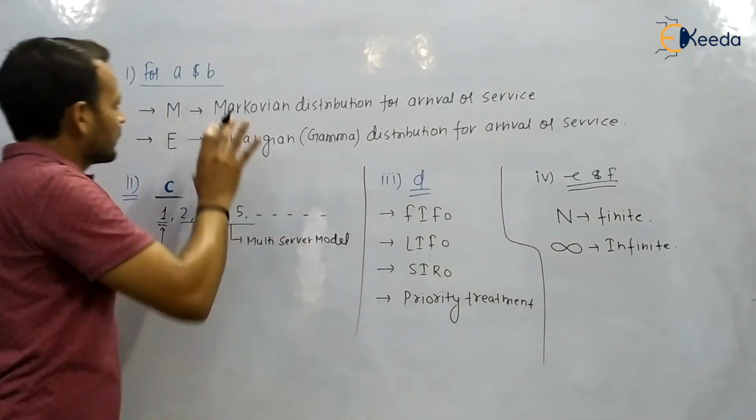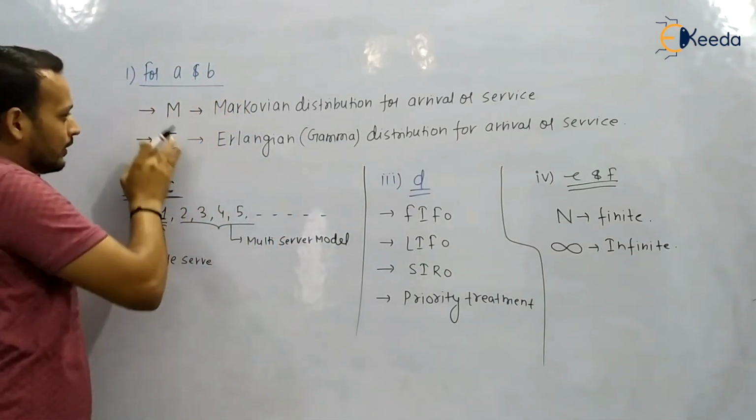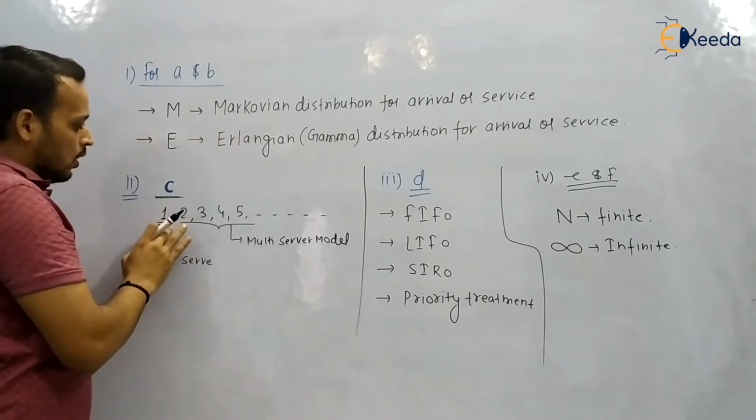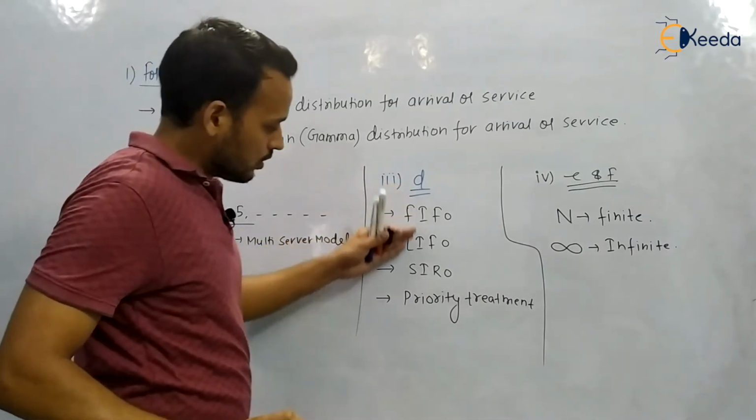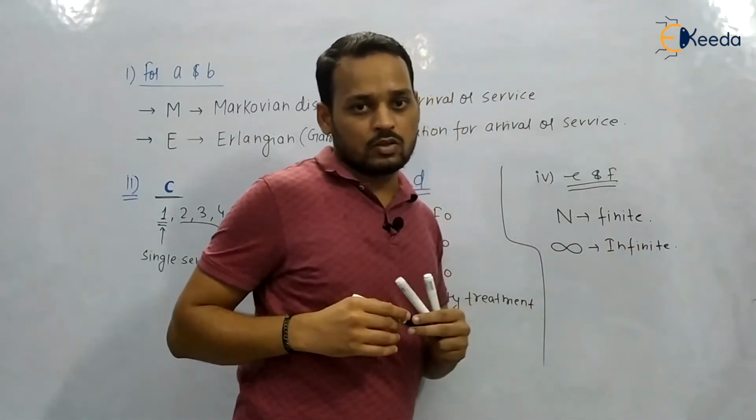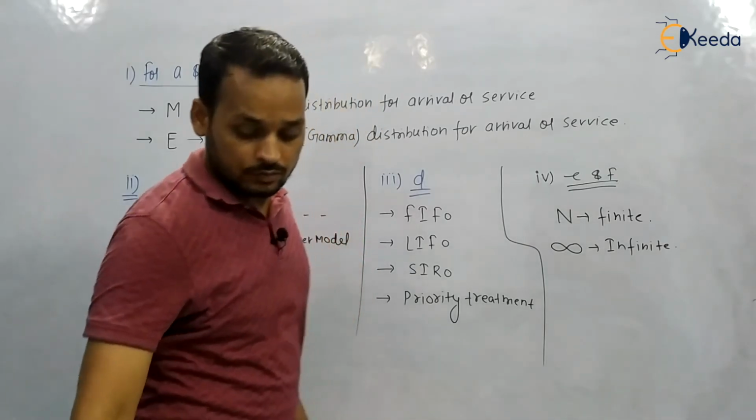Okay, in place of these alphabets, you are going to find these things, these black color written things. Either it can be M, E, it can be those numbers, it can be those service rules, or it can be N means finite or infinity means infinite. So we are taking one example.